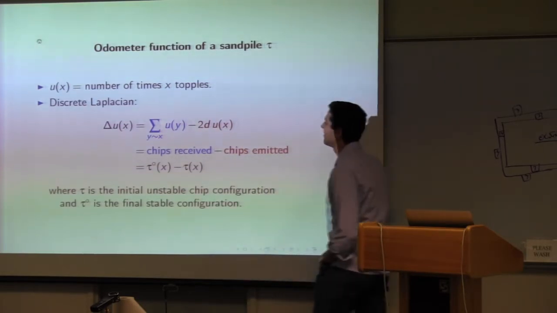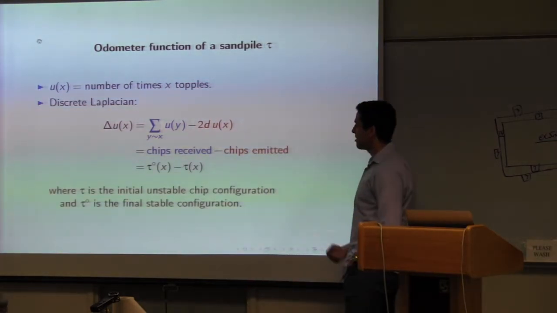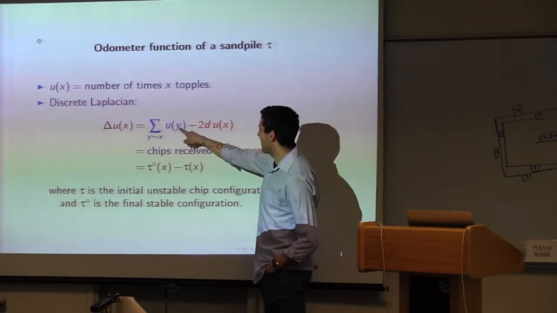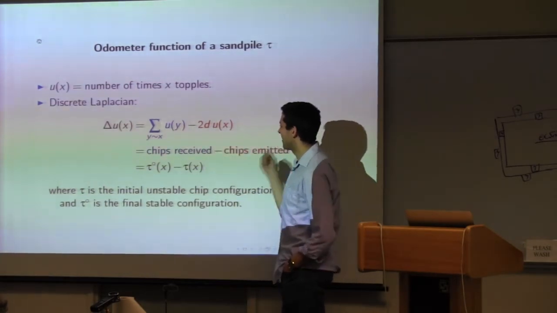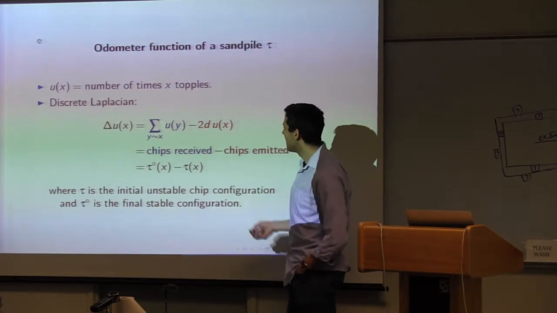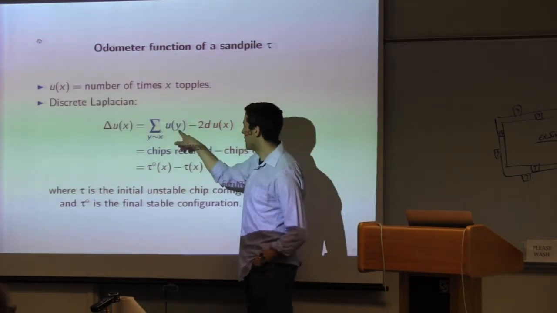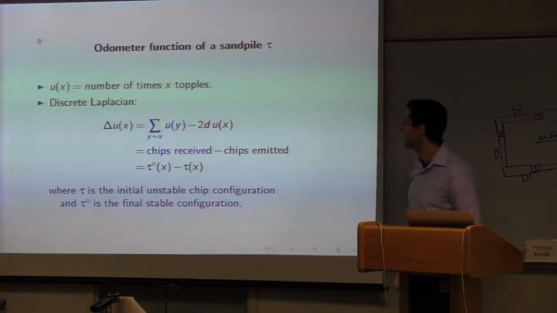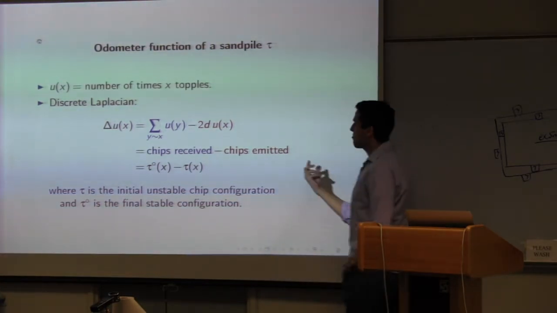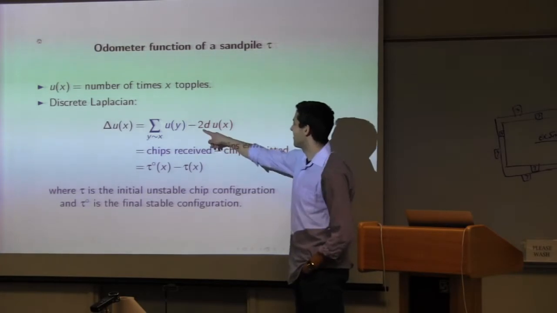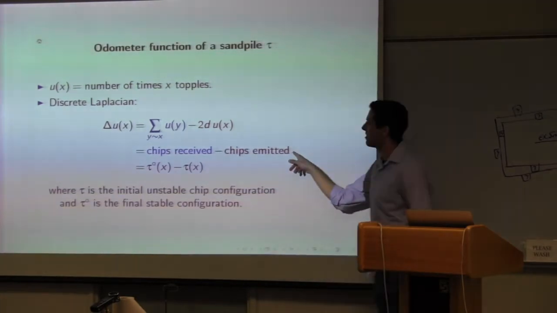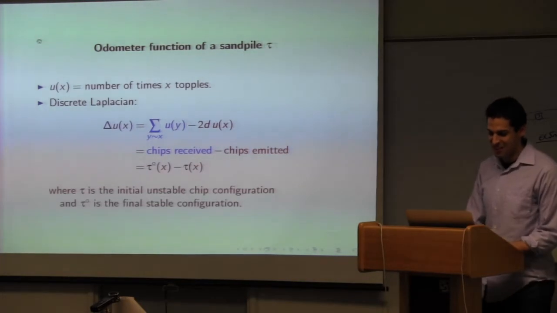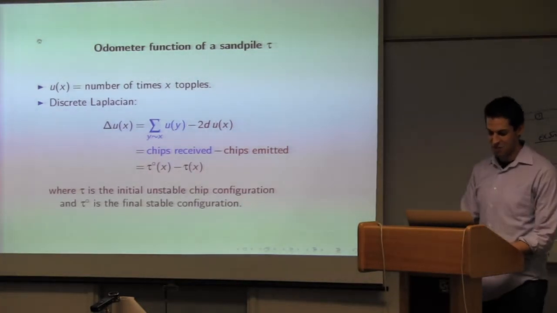Well, if you think about this sum in blue, every time y topples, y is a neighbor of x, it sends x one chip. So if I add u of y over all the neighbors y, I get the total number of chips received by x. Every time x topples, it emits 2d chips. And so this term in red is the total number of chips emitted. So the discrete Laplacian of u is nothing but the net change in chips.